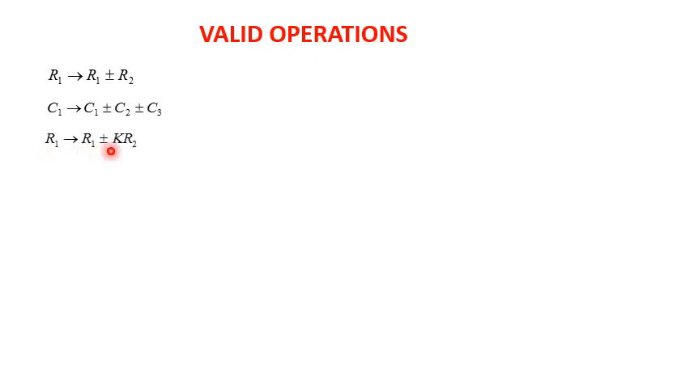R1 changes to R1 plus K into R2 means you are taking the first row and adding it to R2 multiplied by K. Once again, you are taking any row, multiplying with a constant and adding with another row. That is also a valid operation. Interchanging two rows, interchanging two columns. And what we should not do is mix a row and column in the same step.